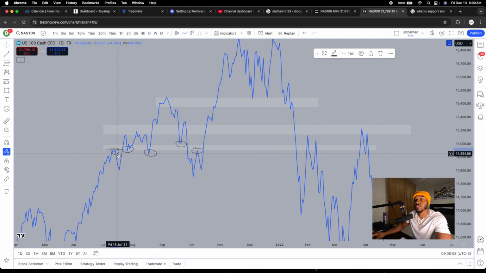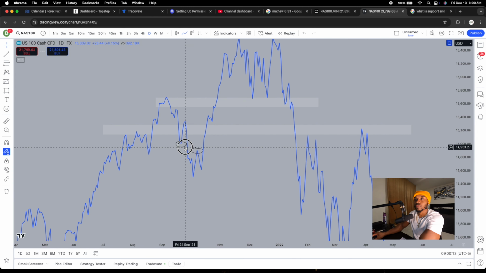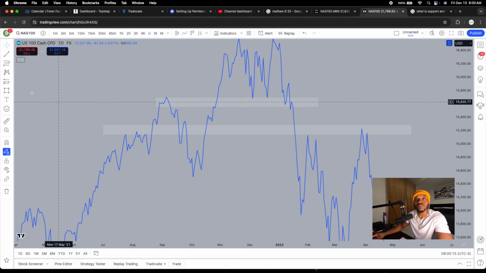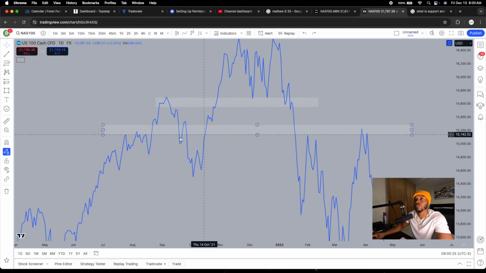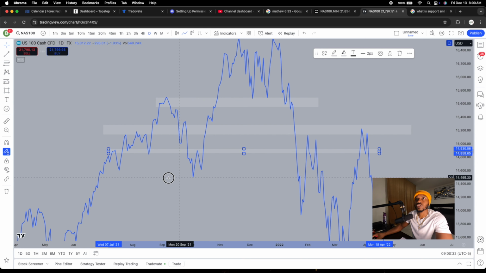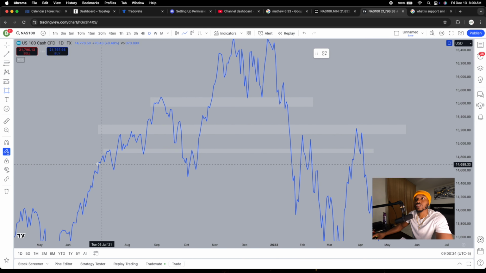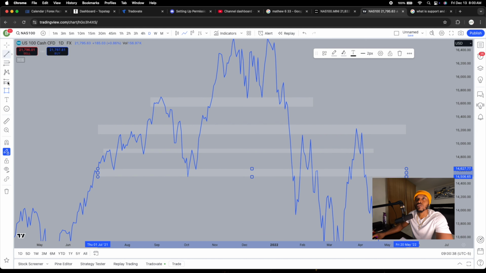So I'll get rid of these. Don't worry, I'll remember where it's at. This gives you your area of, okay, there we go. I think that was it. So we have a bunch of different areas in the market where the price bounces off of it. Right here, we got a bounce, we got a bounce, we got a bounce.